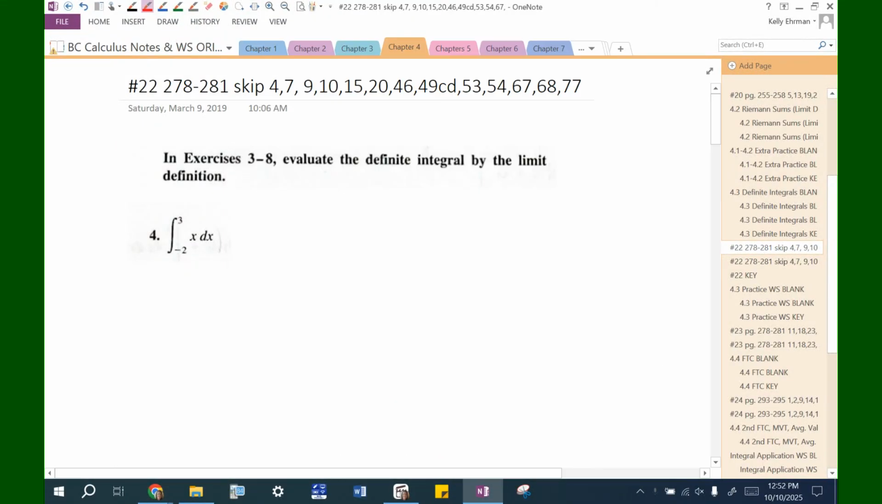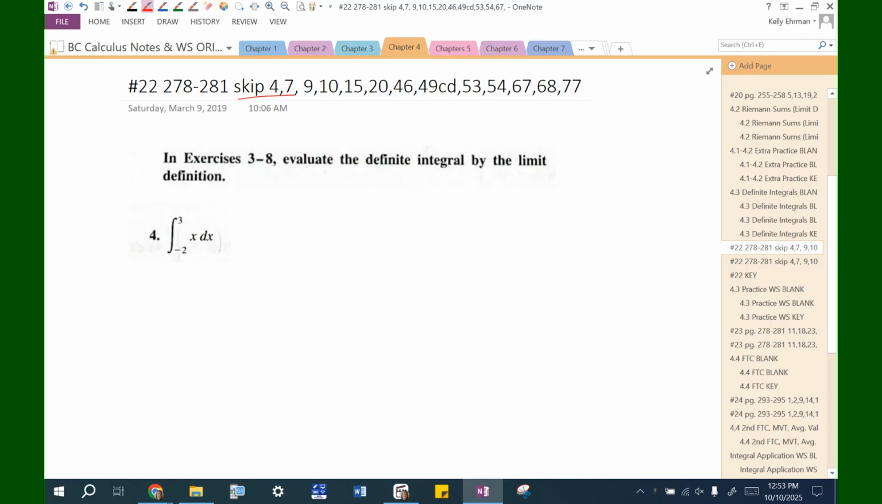All right, this is assignment number 22. And I have skipped 4 and 7. If you check my answer key, I did use limit notation for the definite integral, and I'm going to set it up, but I did not go over this year with you how to actually take these sums and then find the limit. I don't think we need that for our AP test.